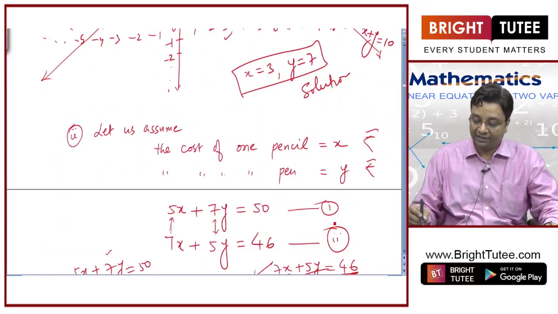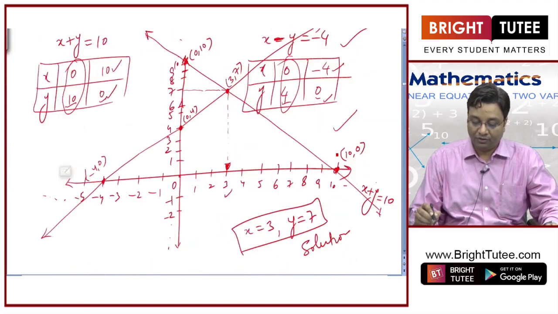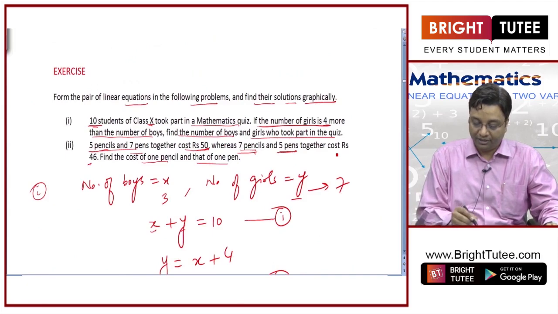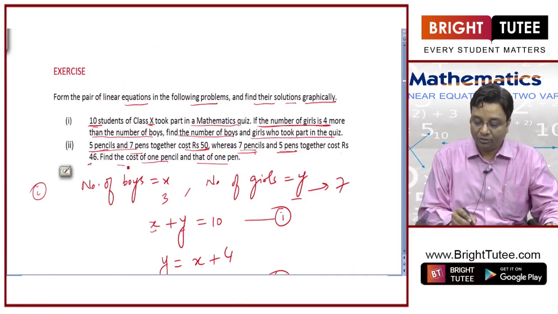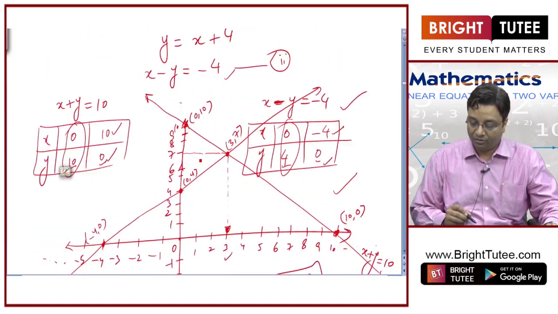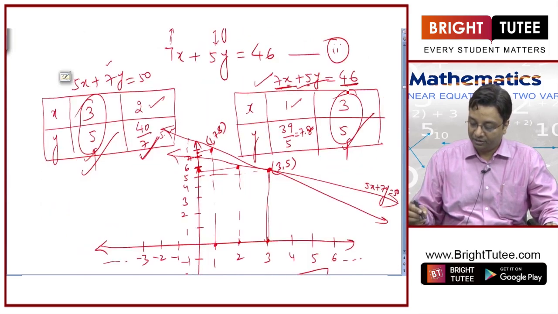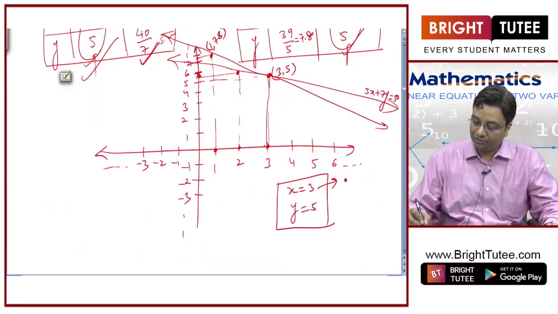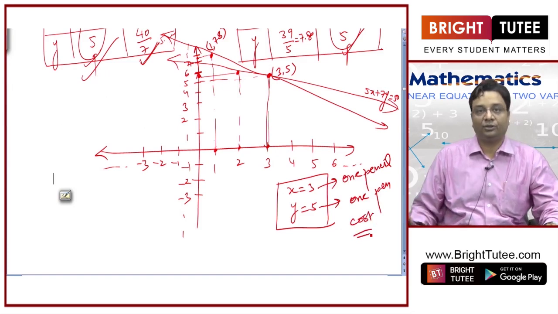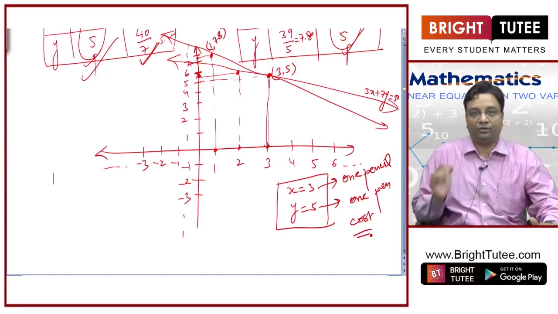What is x? x is for one pencil. So what was the question? Find the cost of one pencil and cost of one pen. So the cost of one pencil is x and the cost of one pen is y. So this is the cost of one pencil and this is the cost of one pen. Okay, this is the graphical solution of this question.